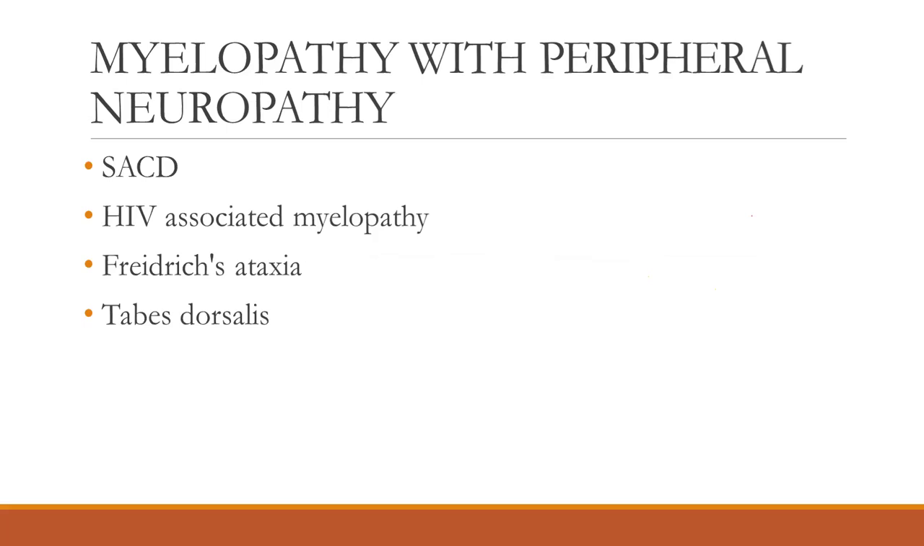So some differentials when we are thinking of myelopathy: if there is also peripheral neuropathy, it might be associated with subacute combined degeneration or HIV-associated myelopathy. Friedreich's ataxia may be associated with peripheral neuropathy and spinal cord symptoms, and tabes dorsalis is seen in syphilis.